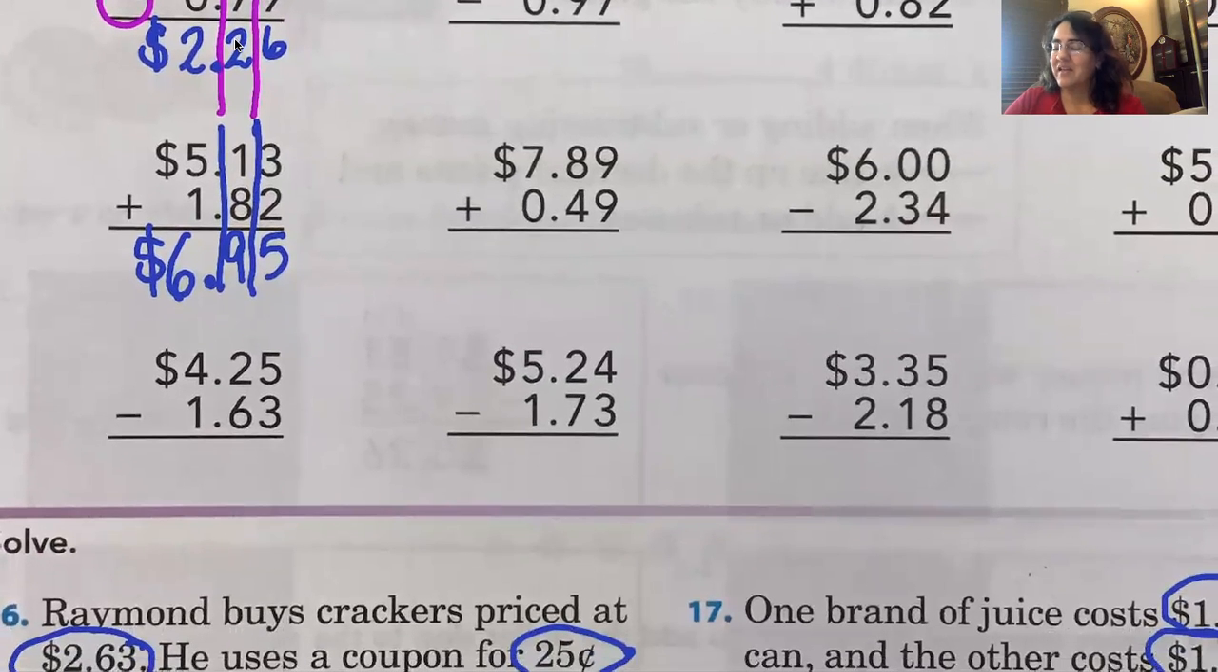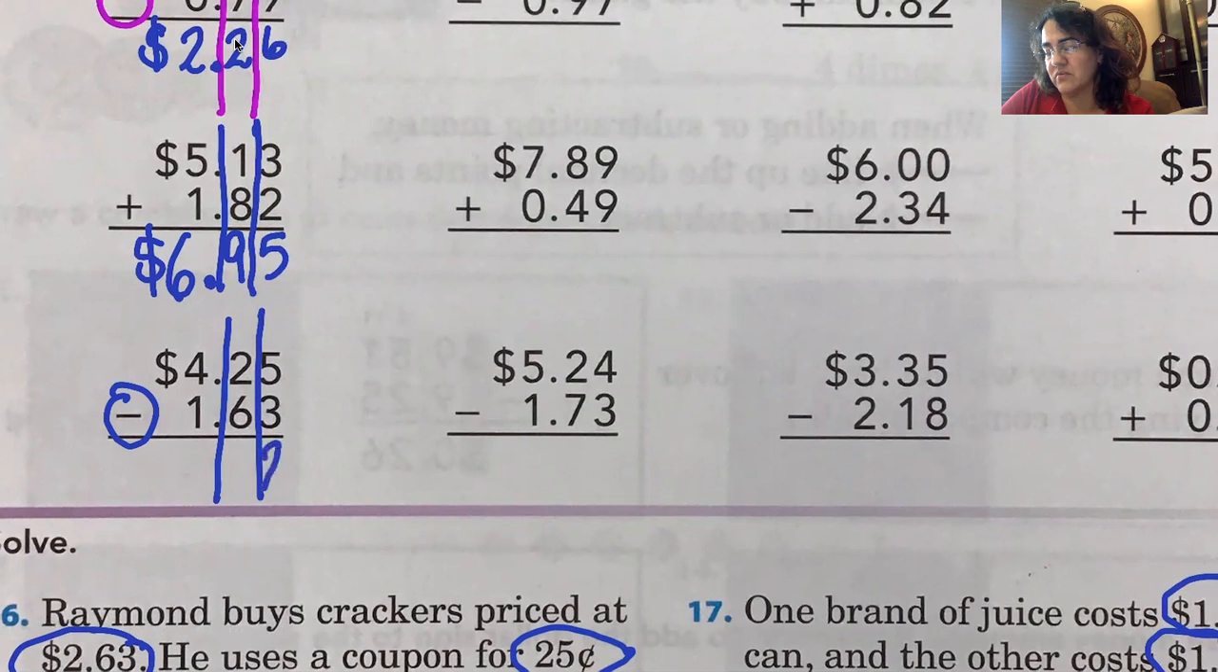One more. Now we're going to subtract money. I have $4.25, and I'm going to take away, right? Take away $1.63. 5 minus 3 is 2. 2 minus 6. Can you do it? Can't do it. So we're going to go next door and regroup. The 4 becomes a 3. The 2 becomes a 12. 12 minus 6 is 6. And 3 minus 1 is 2. Don't forget your decimal point and your dollar sign.